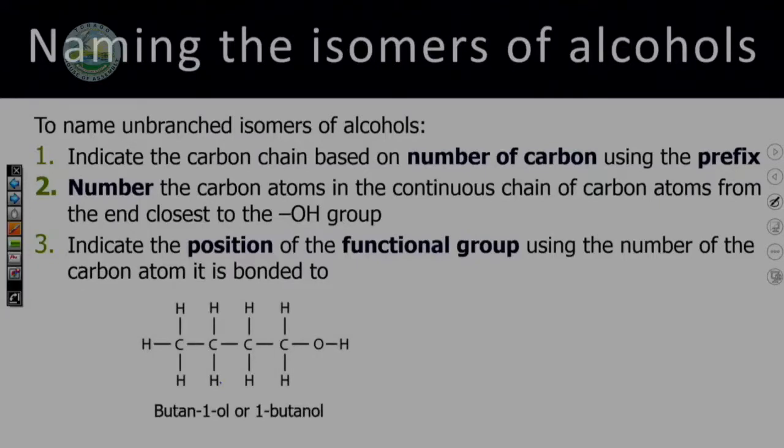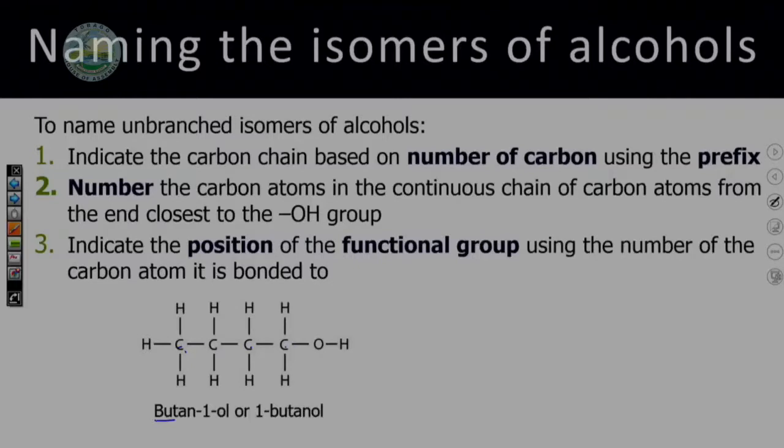So we have a name here, butan-1-ol. We said that the first thing we need to know is how many carbons we have. So the number of carbons we have is 1, 2, 3, 4. So we have 4 carbons in it. So we know that we have but. So that's the first part. That's where we get but.